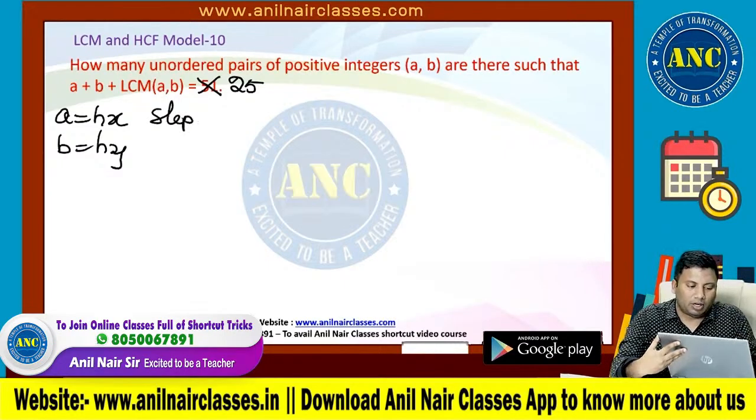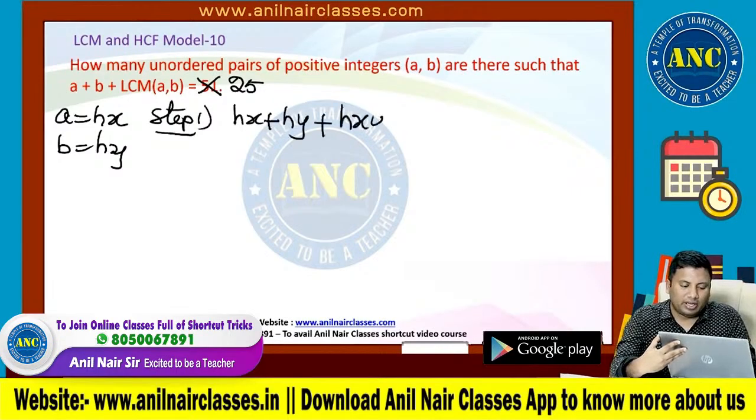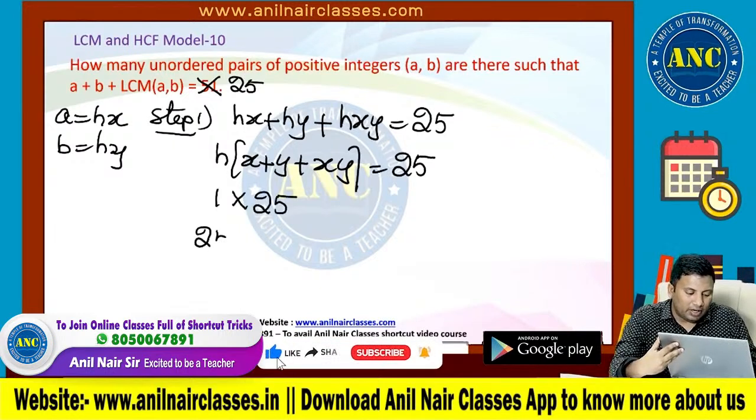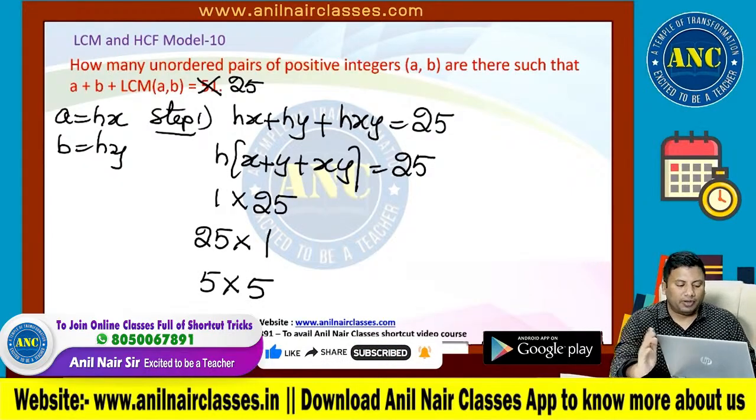Step number 1. HX plus HY plus HXY equivalent to 25, which is H into X plus Y plus XY equivalent to 25. 25 can be written as 1 into 25, 25 into 1, 5 into 5.